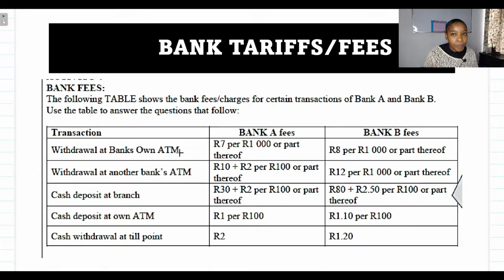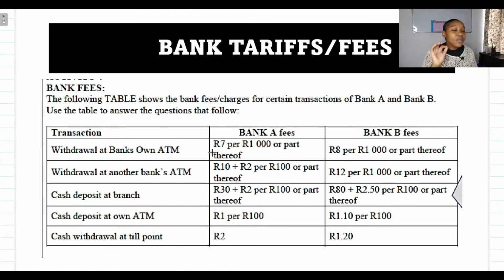So if you withdraw at, for example, Bank A, this is how much you will get charged. If you withdraw at Bank B, you'll get charged 8 Rand per 1,000 Rand or part thereof. If you withdraw at Bank A, you'll be charged 7 Rand per 1,000 Rand or part thereof.